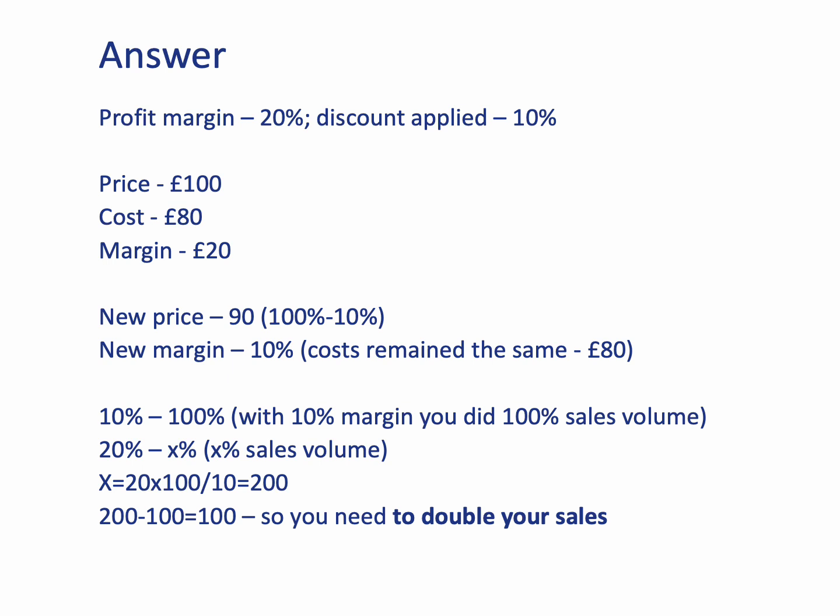So X equals 20 times 100 divided by 10 equals 200. So basically with the 10% discount, in order to keep 20% margin, you now have to sell 200%. So you have to increase your sales volume by 200 minus 100 equals 100%. What it means, you need to double your sales in order to keep that same gross margin of 20%.